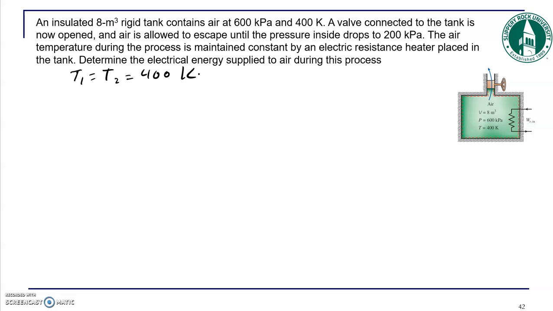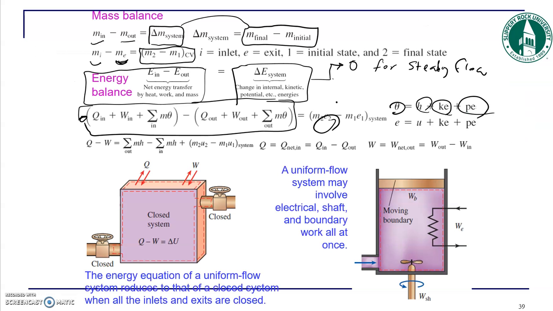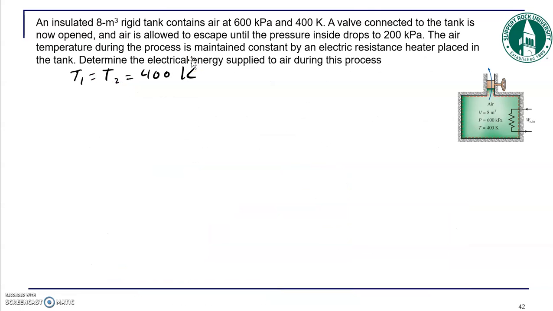So the mass balance says that based on the equation that we had in previous slides, mass in minus mass out is m2 minus m1, right? So I can write that equation here.